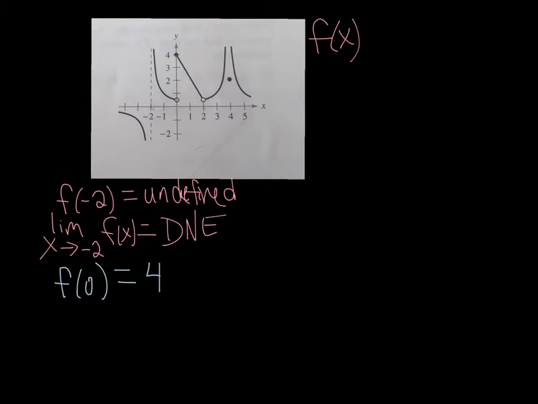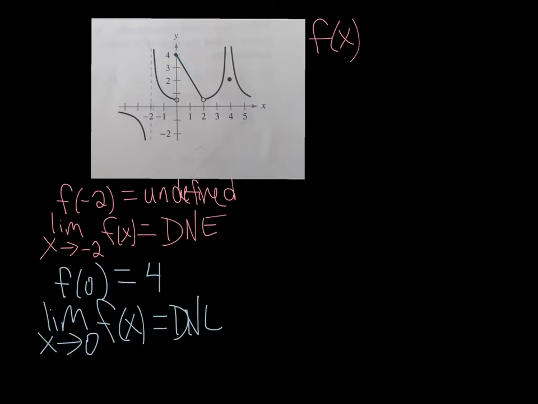And if I ask what is the limit as x goes to 0 of f of x, we have a similar problem to the one we had before, and that is approaching 0 from the left, the y values look like they're getting to about a half, and approaching 0 from the right, the y values are approaching 4. So the left-hand limit is different than the right-hand limit, and again we say the limit does not exist.